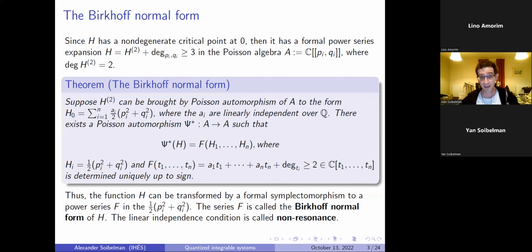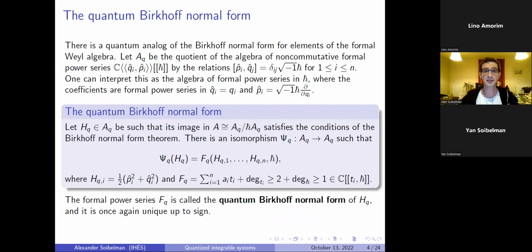This is the classical picture, but you can also quantize this and look at a quantum picture. This is appropriately called the quantum Birkhoff normal form. The idea is that I'm going to replace the algebra of formal power series in 2n variables with a non-commutative algebra of formal power series, non-commutative in the variables q_i hat and p_i hat. There's also another variable that commutes with these, which is h bar, the Planck constant.